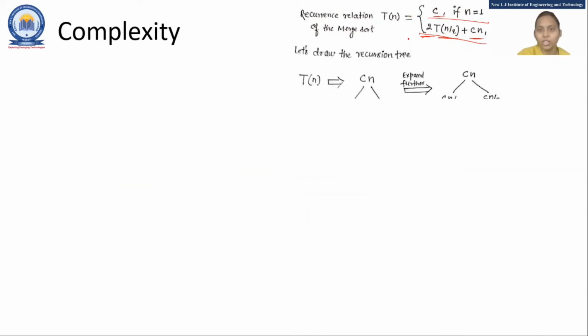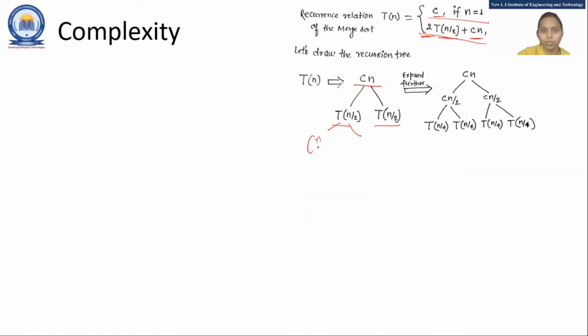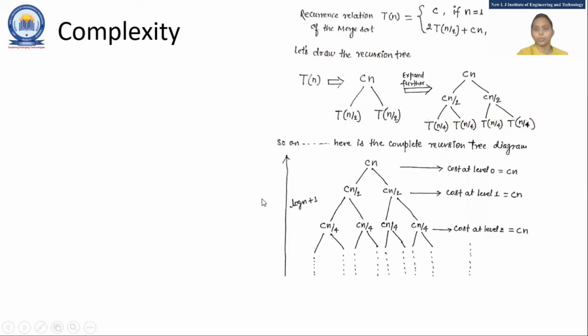Right? I want to draw the same thing with the help of a tree. Then cn, then n by 2, n by 2. And this n by 2 needs to be divided again. So n by 2 divided by 2 means n by 4. Here you can see n by 4, n by 4, n by 4, n by 4. This will happen till we reach the element of size 1.